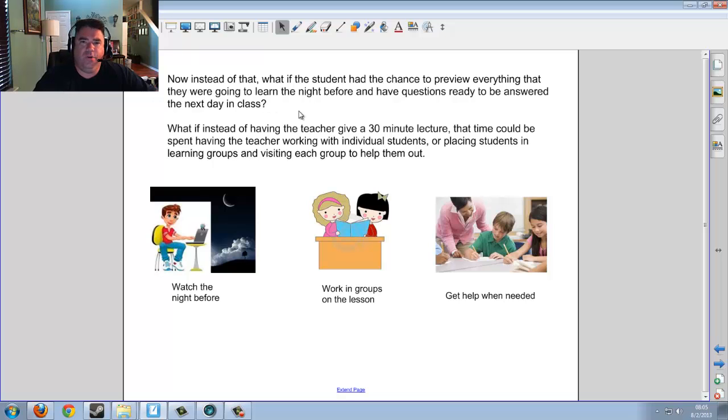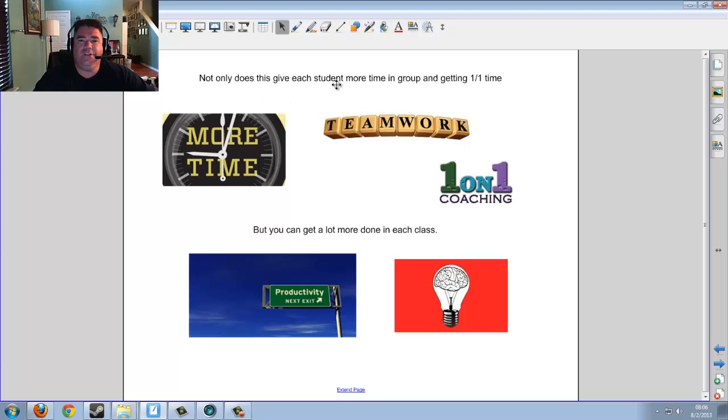Now, instead of that, what if the student had the chance to preview everything that they were going to learn the night before and have questions ready to be answered the next day in class? What if instead of having the teacher give a 30-minute lecture, that time could be spent having the teacher work with individual students or placing students in learning groups and visiting each group to help them out? So you watch the night before, you work the group lessons, and you get help when you need it, right there. It's teamwork, you get one-on-one coaching, and you get a lot more done in class.